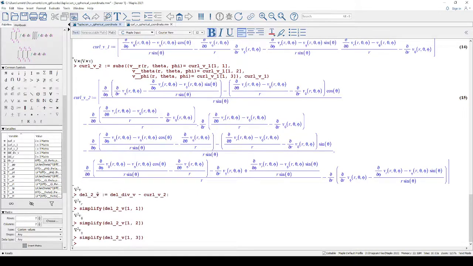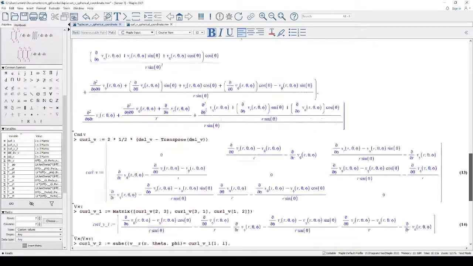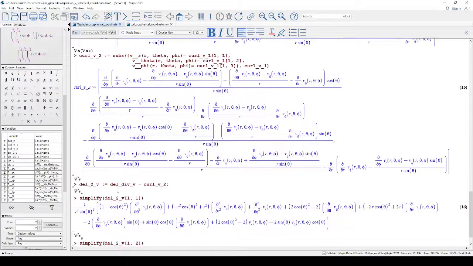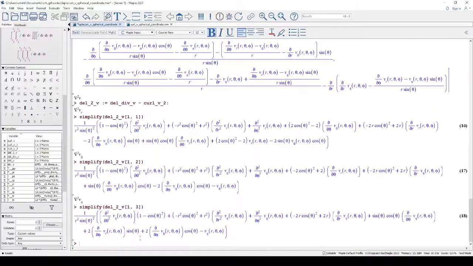So I have the del 2 V is the del of the divergence of V minus curl of the curl of V, which is basically this equation here. And the first component, as we said, we expect a vector. The first component is this, second component, and third component.